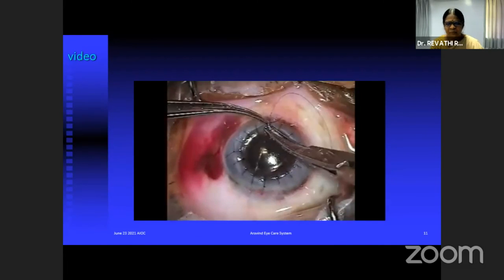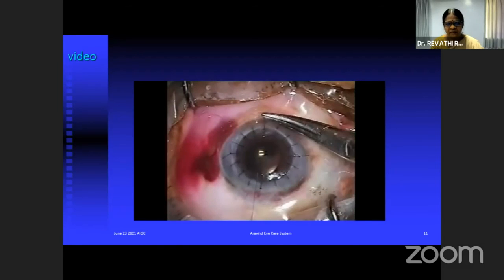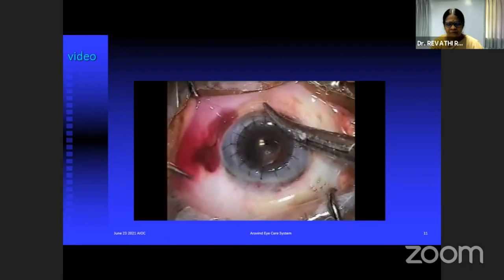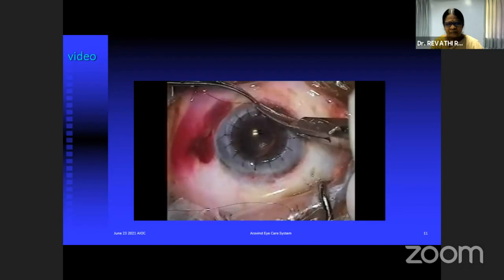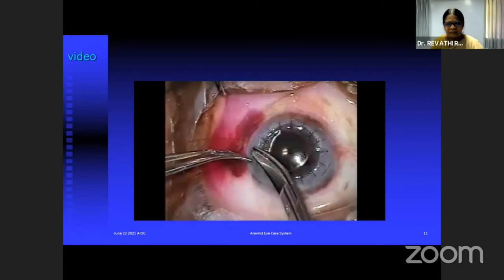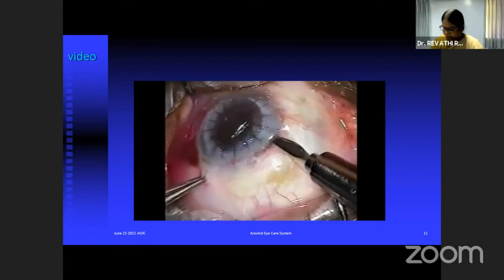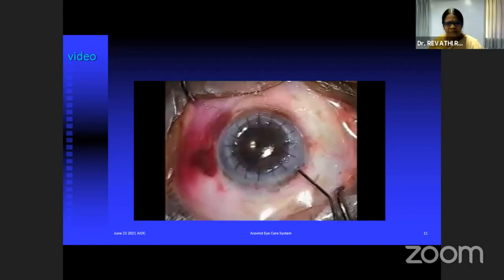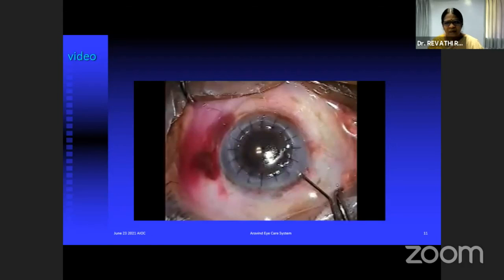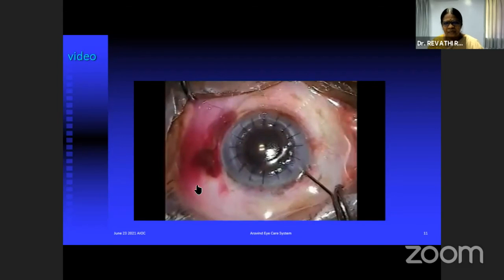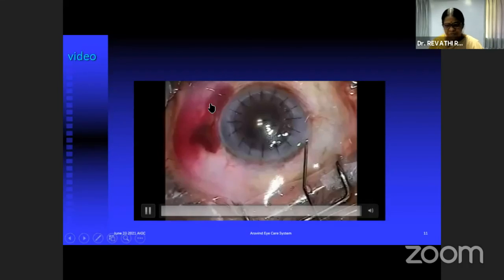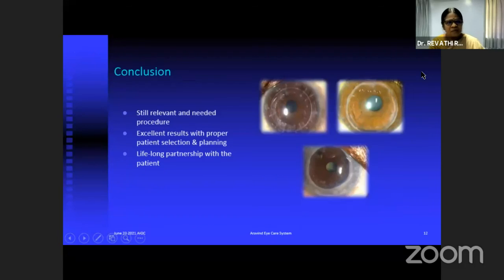So either you can make this side port before you enter the anterior chamber, before you trephine completely, or you can do it at the end. Then you can wash off the OVD completely, and that is the end of the procedure. And the cohesive OVD is easier to wash off also. So this is a relevant procedure even now.